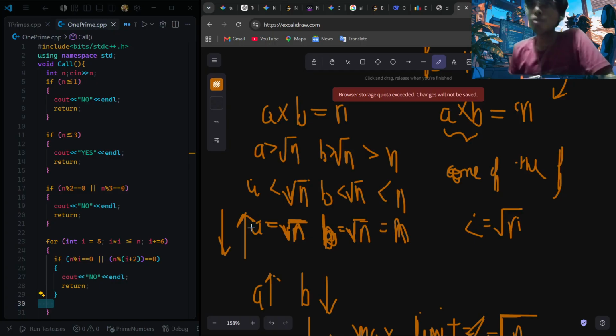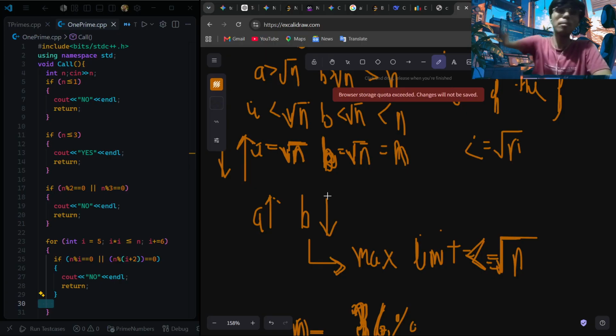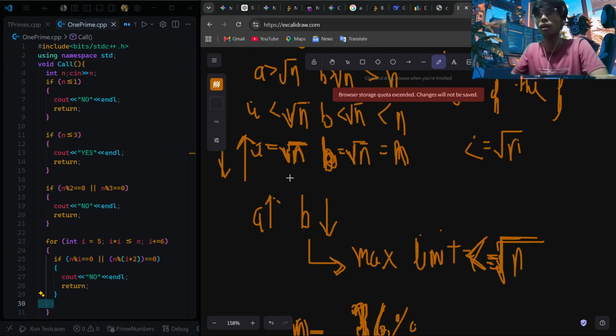And if I decrease one of the values and if I decrease the other value also, then I will never reach n. So it means that if I increase one of the values, I must decrease the other. So if one value is decreasing and the other is increasing, what is the maximum limit till which one divisor must go? The maximum limit will be under root n. Because suppose a is greater than under root n and b is also greater than under root n, then I will never reach n.